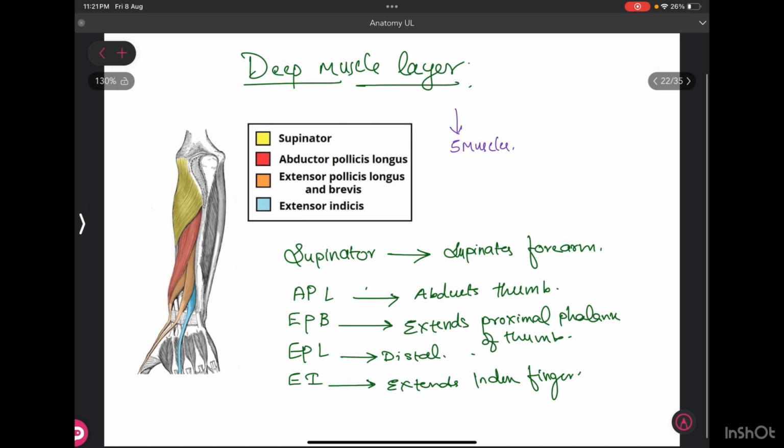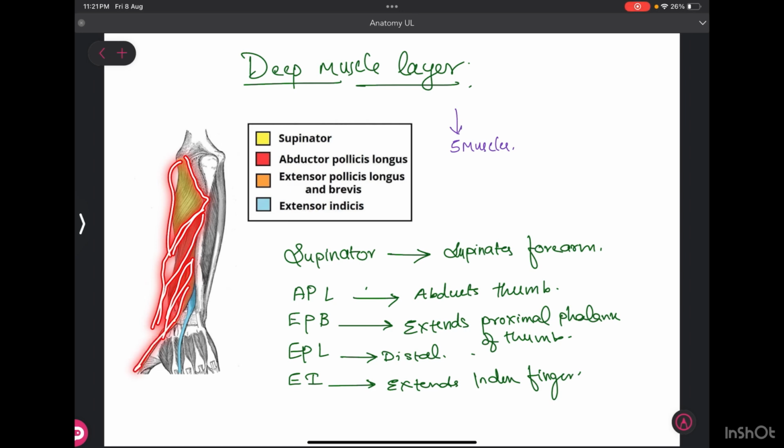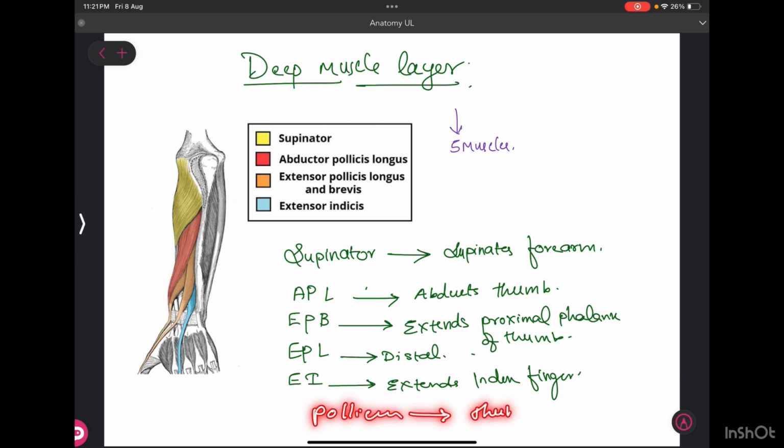Coming on to the deep muscle layer. The deep muscle layer comprises 5 muscles: supinator, abductor pollicis longus, extensor pollicis brevis and longus, and also extensor indicis. The first muscle is supinator. What will be the function of supinator? It supinates the forearm, right? Then we have the abductor pollicis longus. Whenever the word pollicis comes, it relates to the thumb. So it is abductor pollicis, and of course it abducts the thumb.